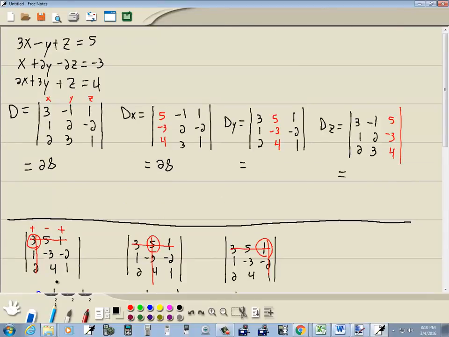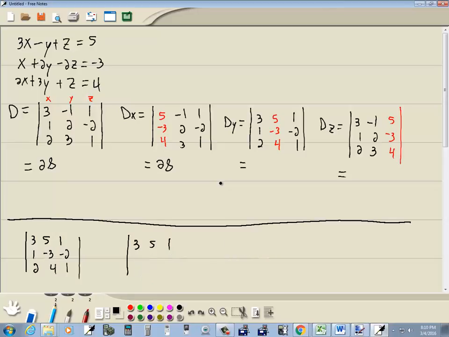I'm going to clean all that off. Normally I would leave it all there because it's so easy to mess up on one single number on this, that when you get your final answer you want to go back and double check it. Okay, then we want to find d sub z.